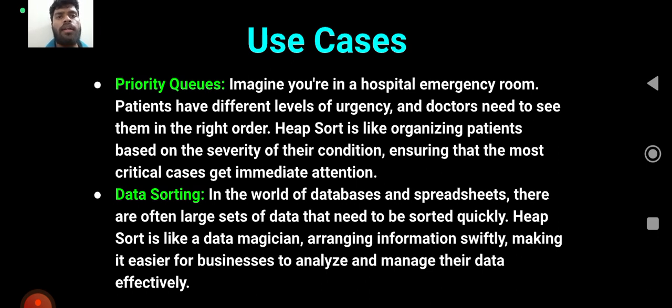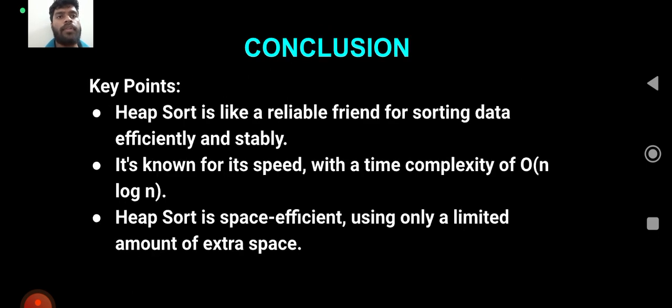And data sorting, as I told in the earlier slides, is where it is used to sort very large amounts of data. It can sort very quickly and efficiently, so we use heap sort. And we come to the conclusion that heap sort is like a reliable friend for sorting data efficiently and stably, and it's known for its speed with a time complexity of O(n log n). And heap sort is space efficient, using only a limited amount of extra space.